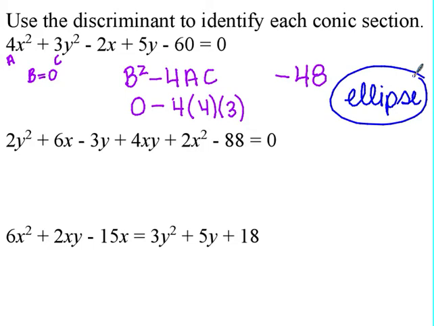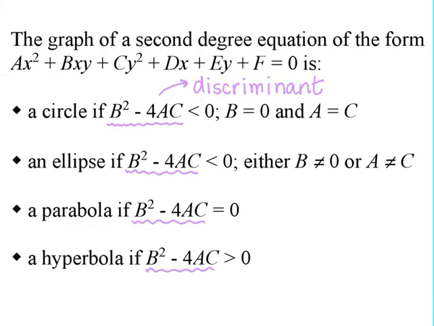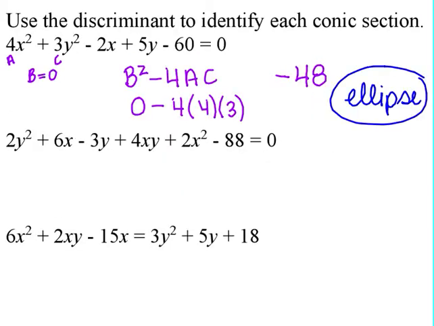It says either B doesn't equal 0 or A cannot equal C. The key word, if you didn't catch what was said, is either B doesn't equal 0 or A cannot equal C. So one of the two can exist. It just can't be both. Okay, let's look at this next one.